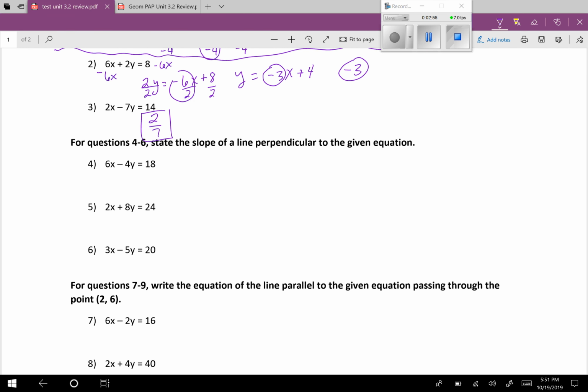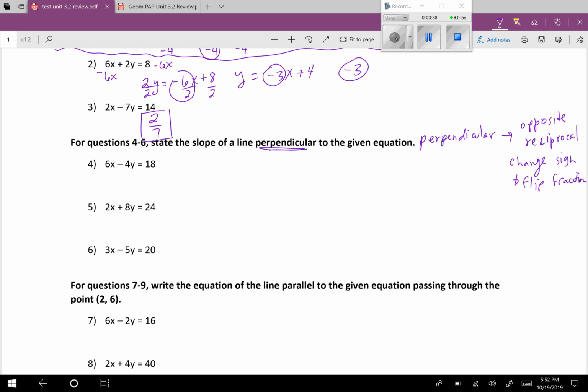Alright, next one here. It says for questions 4 through 6, state the slope of a line that is perpendicular to the given equation. So again, we have to rewrite these in slope-intercept form, but then to find a line that is perpendicular, remember the slope is going to be the opposite reciprocal. So that means you change the sign and you flip the fraction.